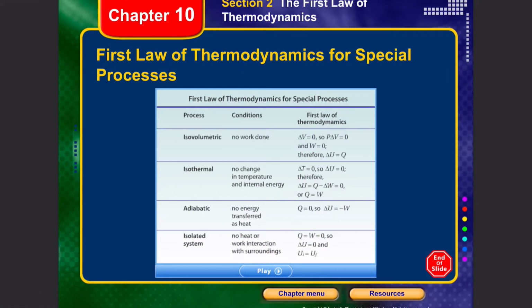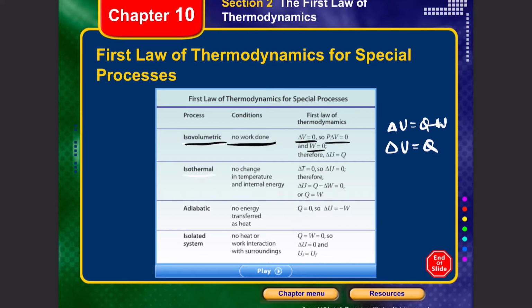So what are the conditions in terms of each process? When you have an isovolumetric process, there is no work done, because remember that the change in volume is 0. So P delta V becomes 0, which means W is equal to 0. When W is equal to 0, the formula delta U equals Q minus W gives delta U equal to Q. So the change in internal energy is the amount of heat transfer.